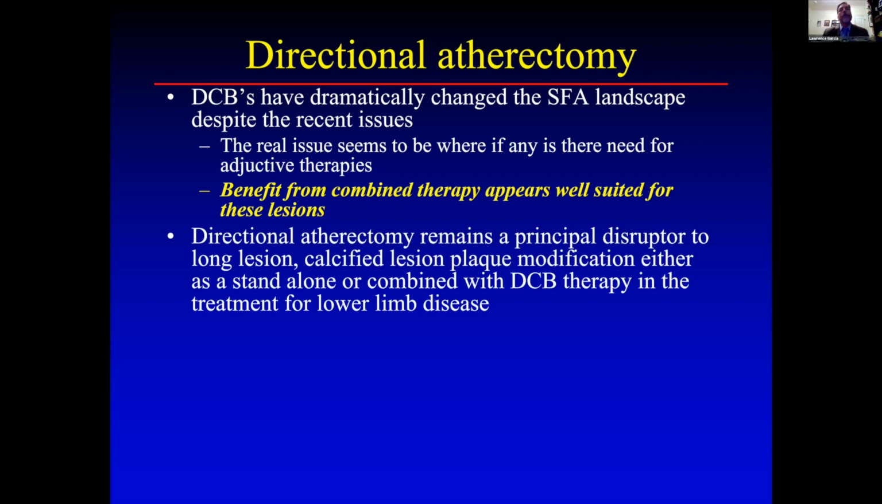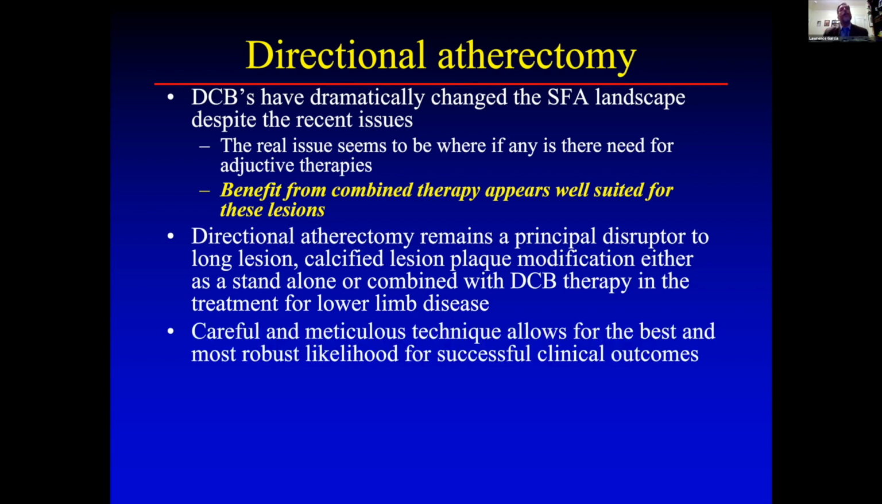I think directional atherectomy remains a principal disruptor. We have longer discussions about the alternatives, which would be lithoplasty. I think these are all very good questions. But for these long, calcified lesions, plaque modification, either as a standalone therapy with directional atherectomy or combined with a DCB in the treatment of lower extremity disease, I think still is a fairly viable alternative to how we want to treat our patients with long lesions.